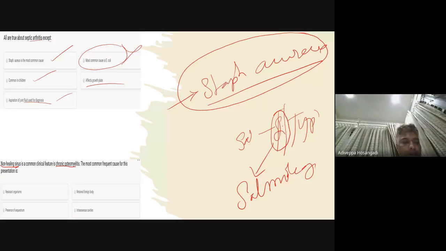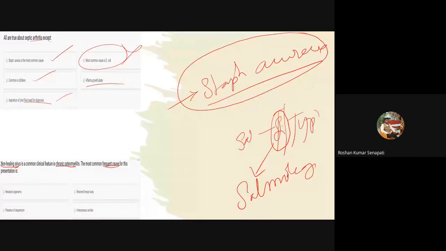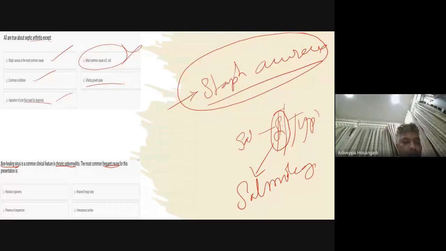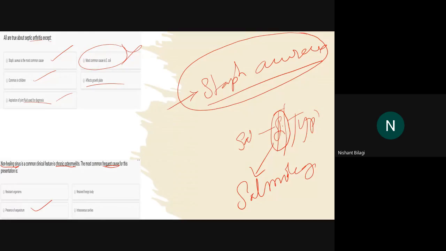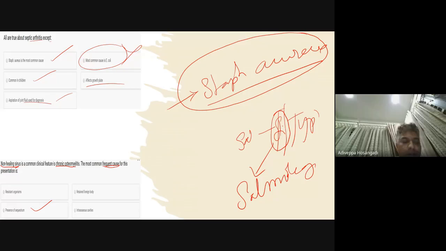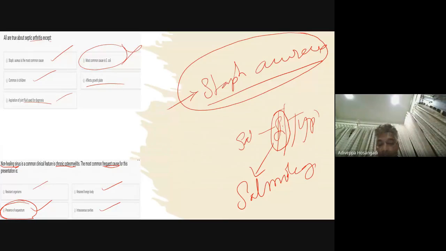Frequent cause for this is, sir, sequestrum. Very good. All are causes for non-healing sinus in a chronic osteomyelitis, but the most common is the presence of a sequestrum. There can be a retained foreign body, there can be an intraosseous cavity, there can be a resistant organism, but the most common cause is the presence of sequestrum.